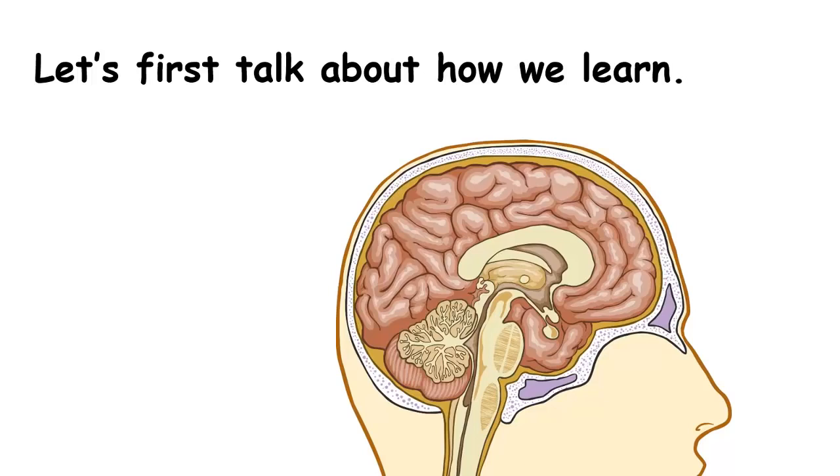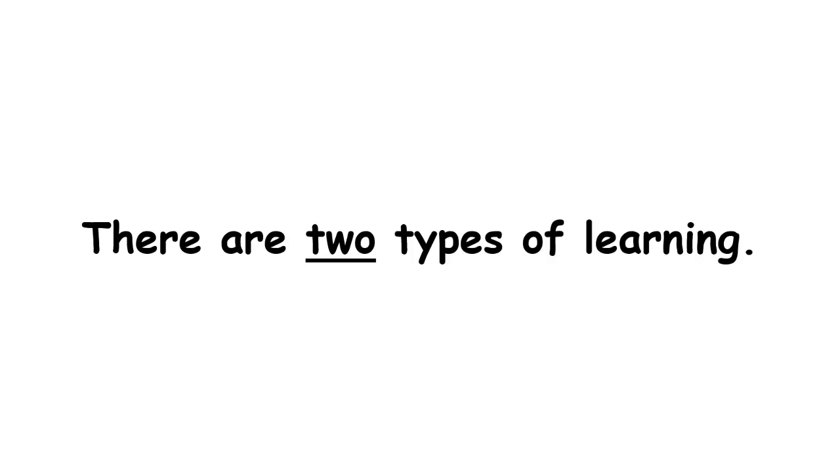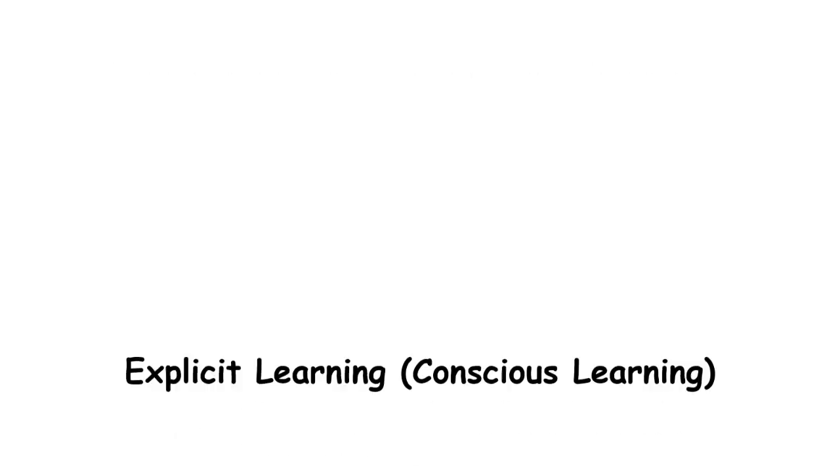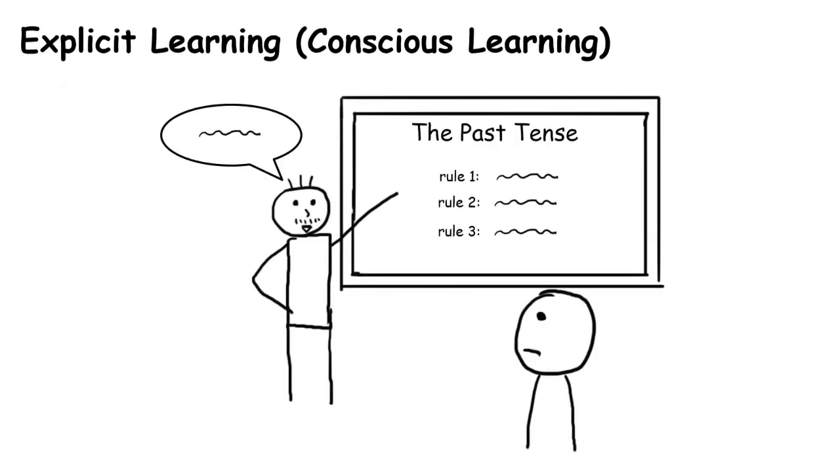Let's talk about how we learn. The first thing you need to know is that there are two types of learning. The first type of learning is called explicit learning or conscious learning. This is the type of learning where the learner knows that he is learning something and also what is being learned. One example of explicit learning is studying grammar.